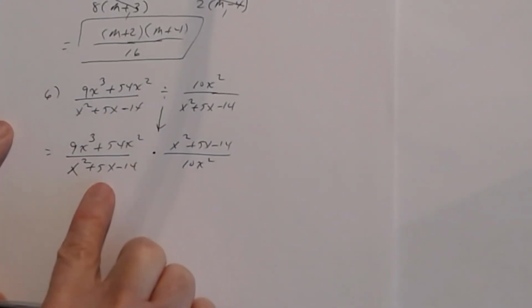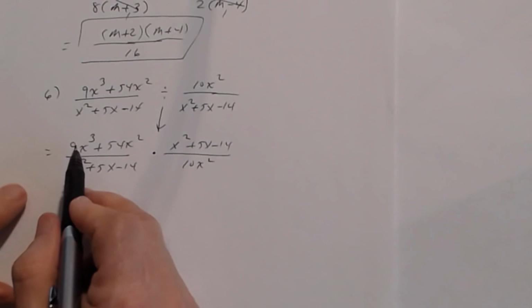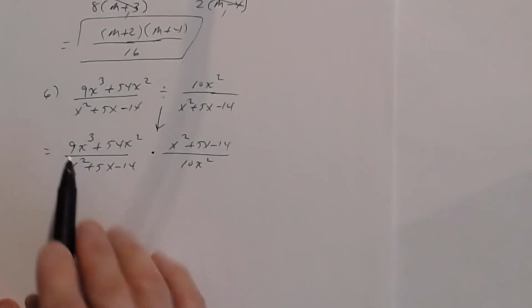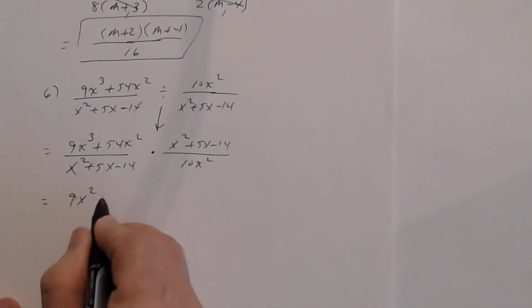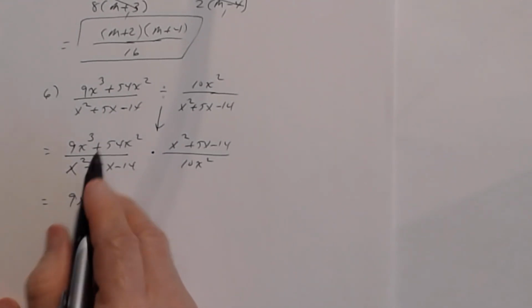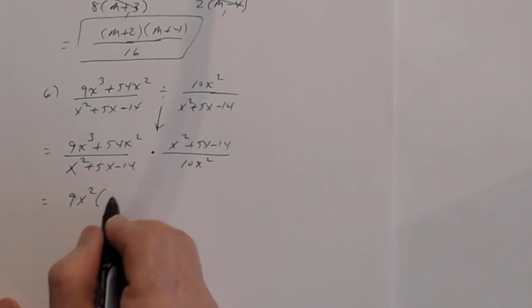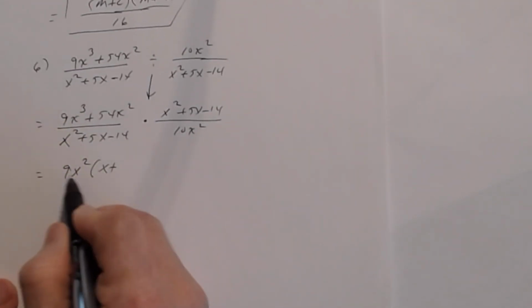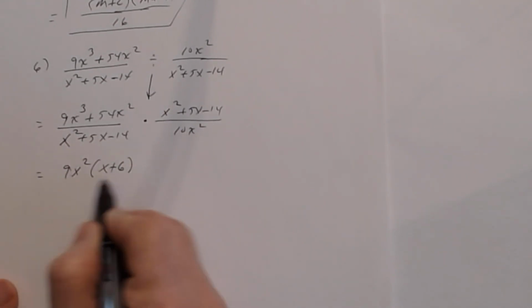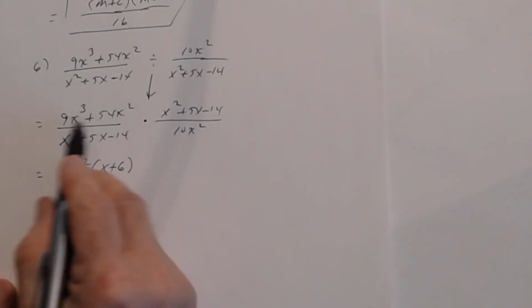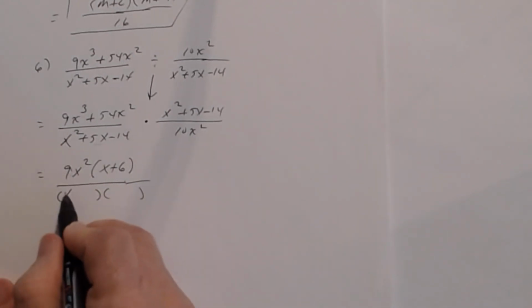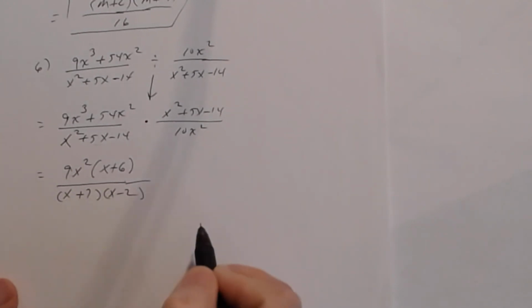And now the next step is to factor. Now notice over here, I can factor out, it looks like what, 9 times 6 is 54, so I can factor out a 9, and also I can factor out an x squared. So I get 9x squared times, the GCF is 9x squared, so I get 9x squared times x. 9x squared times x is 9x cubed, plus, and then 9x squared times 6 is 54x squared. So that is this. Divided by over here, I can factor that as x plus 7 times x minus 2.